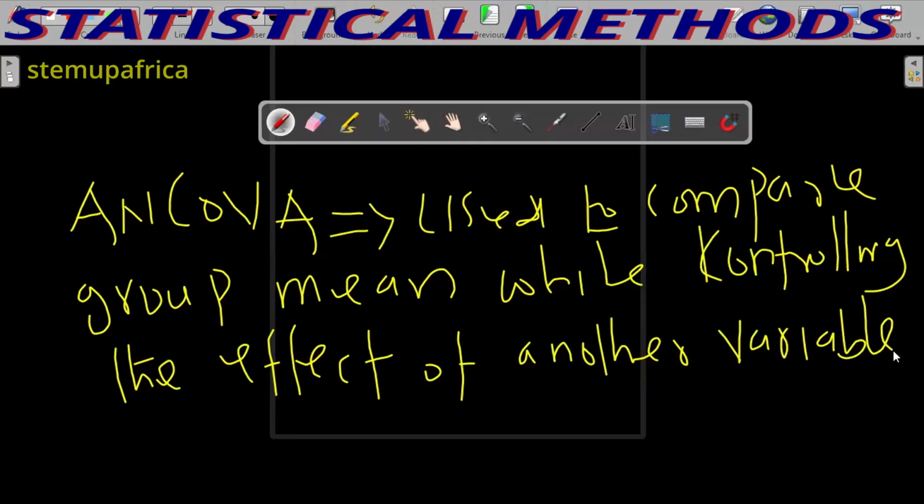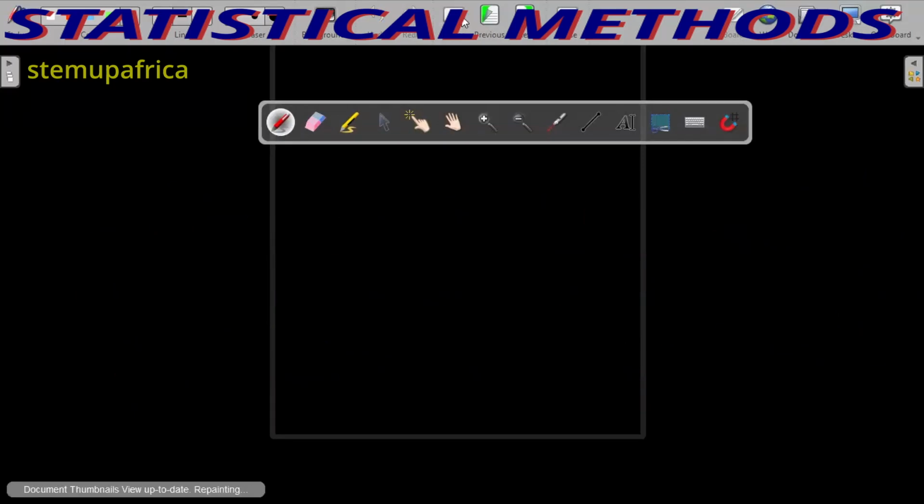And lastly, the multiple regression. This one is used to test the value of a dependent variable using 2 or more independent variables. Let me go to the other page.